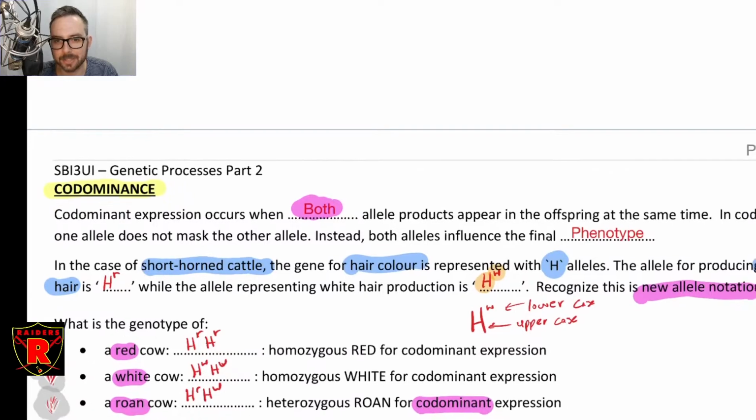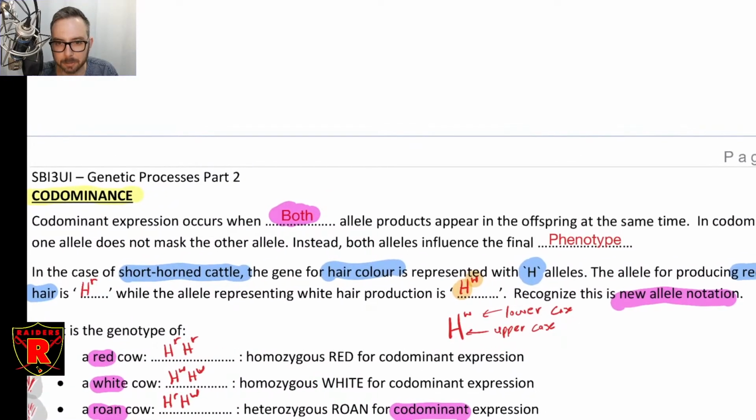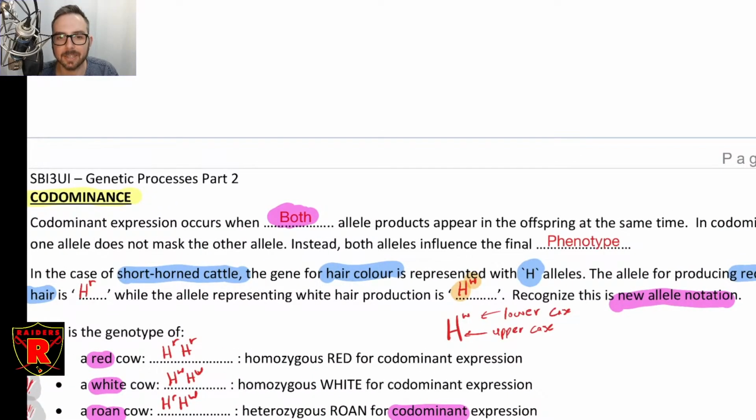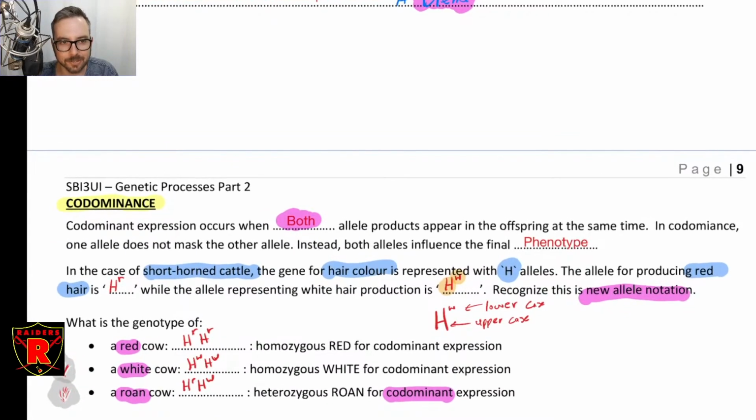So codominance is a little bit different than incomplete dominance in that when you have both alleles, you get some cells choose one and some cells choose the other. And so the end product is that you get both traits, both homozygous traits showing at the same time in different places. Okay? Again, I know this sounds similar.